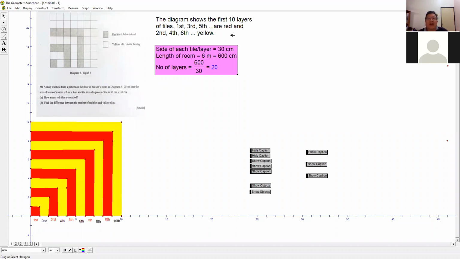I just take the width of the room, 600, divided by the width of the side of one tile, which is 30 cm. So when I divide these two, I know how many tiles are needed along the side there. So 20 tiles. So 20 tiles means I have 20 layers like this. I have 20 layers side by side like this. 1, 2, 3, 4, 5, 6, 7, 8, 9, 10, 11, 12 until 20. So there are 20 layers like that.